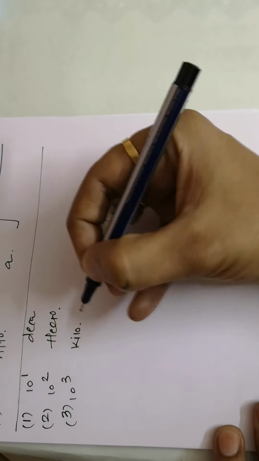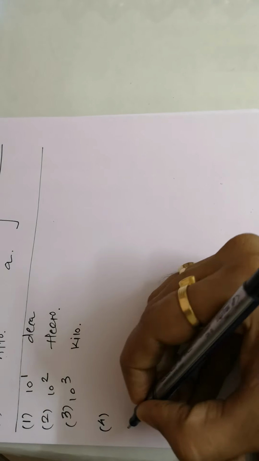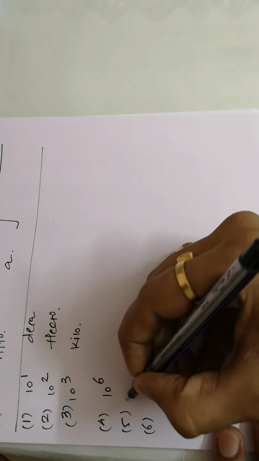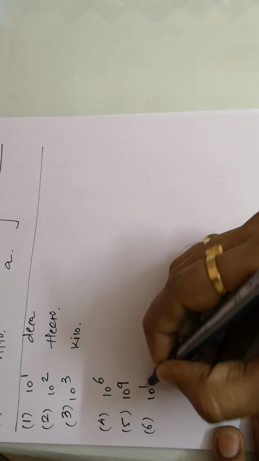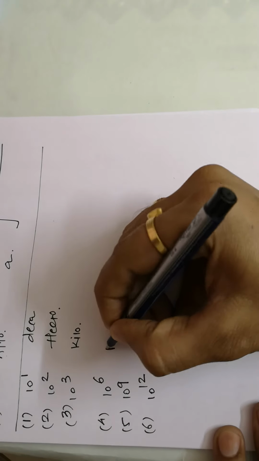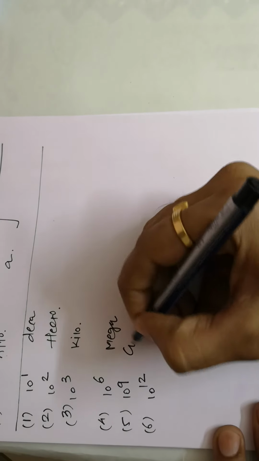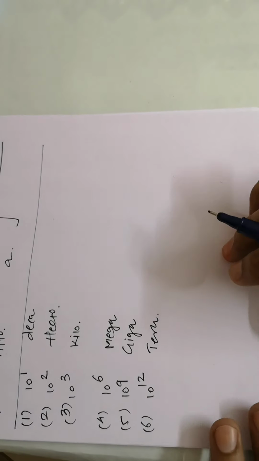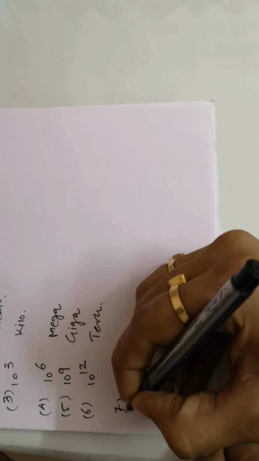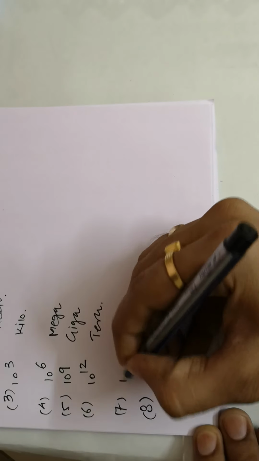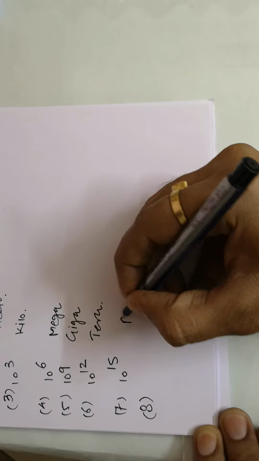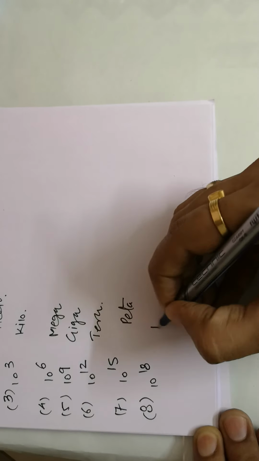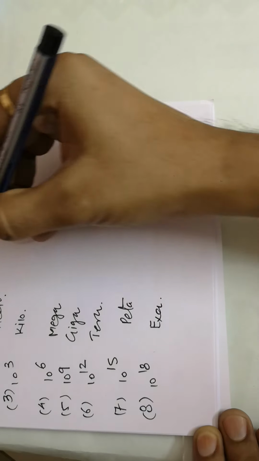The next one is called kilo, then the fourth, fifth, and sixth: 10 to the power 6, 10 to the power 9, and 10 to the power 12. It is called mega, giga, and the next one is called tera. The last two, the 7th and 8th, are 10 to the power 15, which is called peta, and 10 to the power 18, which is called exa.